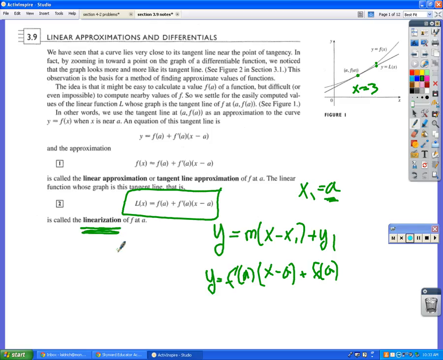And again, the idea is, let's say a equals 3, we might want to figure out the value of the function not at 3, but at some value really close to that, like 3.01 instead, and it'll be really close. It'll be an approximation. All right?